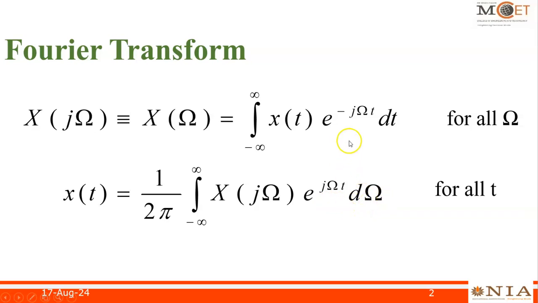And you have to note down here in forward Fourier transform, e power minus j omega t is present, whereas in the inverse Fourier transform, it is given as e power plus j omega t. So these two are the Fourier transform pairs, right? The first equation is called the forward Fourier transform, and the second equation is called the inverse Fourier transform.